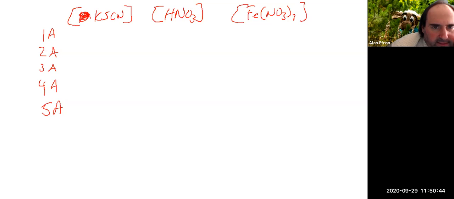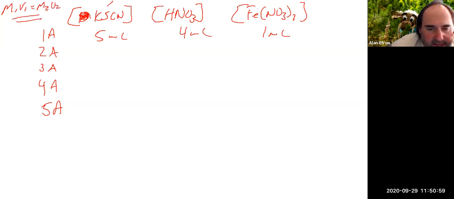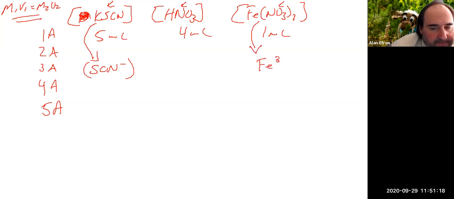And you're going to use this table. Again, you'll have the volumes that you use, like say 5 milliliters, 4 milliliters, 1 milliliter. You're going to use this, and M1V1 equals M2V2 like we've done before to figure out the concentrations of all these guys in the actual mixture when everything's sort of mixed together. Now, a couple of things about this. Obviously, the KSCN is a source of SCN minus. The iron 3 nitrate is a source of iron 3 ion.